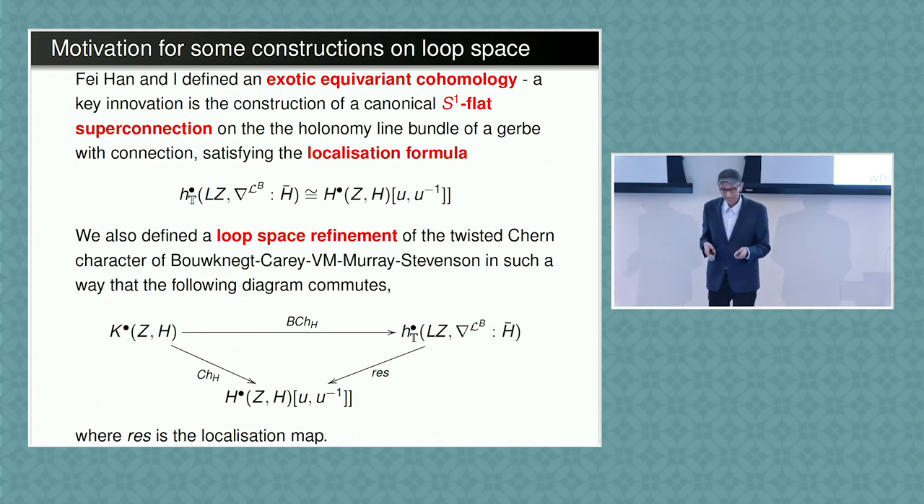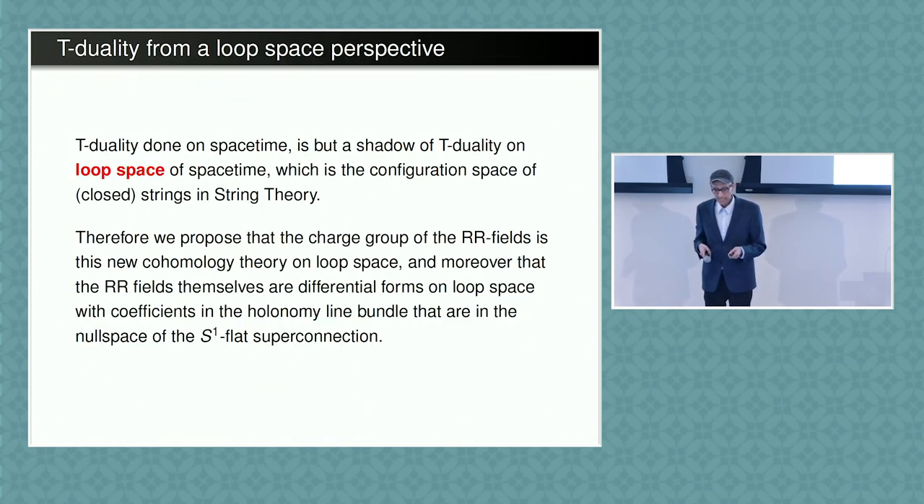So when I visited Fei Han in Singapore to give a colloquium talk, and just maybe 1 hour before I took off in the flight, we managed to get this. So the philosophy is that T-duality done on space-time, which is something which I did with Bouwknegt and Evslin, is just a shadow of T-duality on loop space.